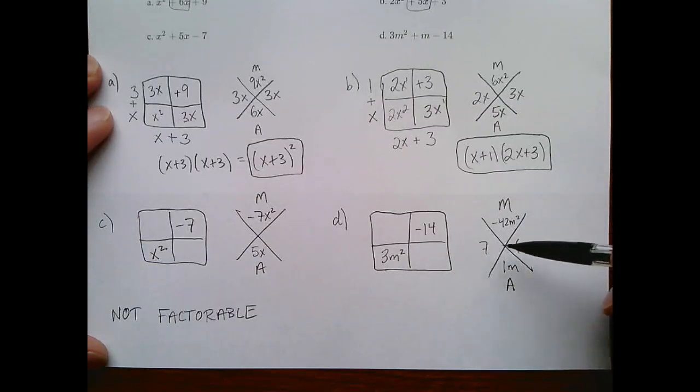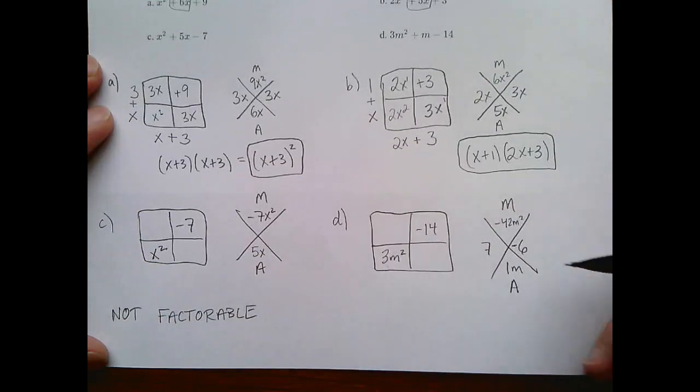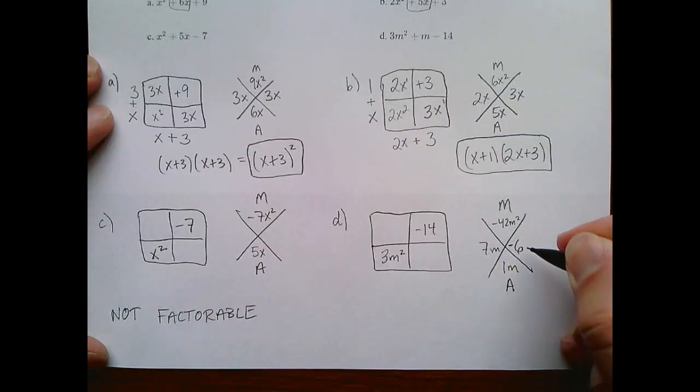So which one of these would have to be negative in order for 7 plus 6 to add up to 1? Well, the 6 would have to be negative. You would agree 7 plus negative 6 is positive 1. So in that case, I can give an m to both of these.